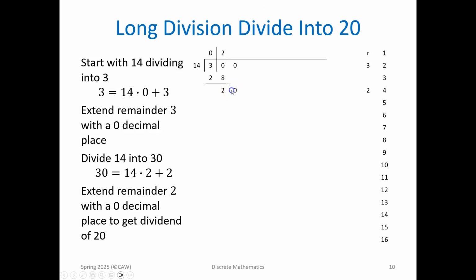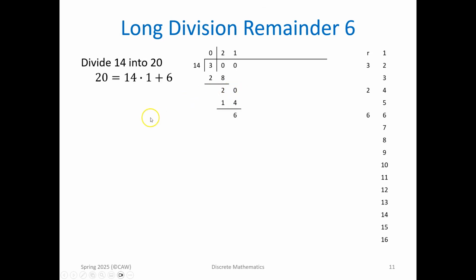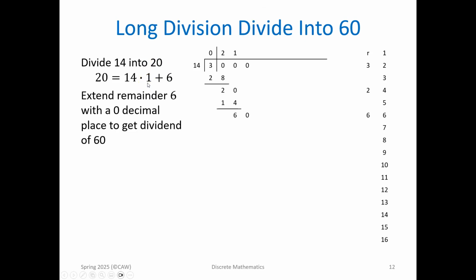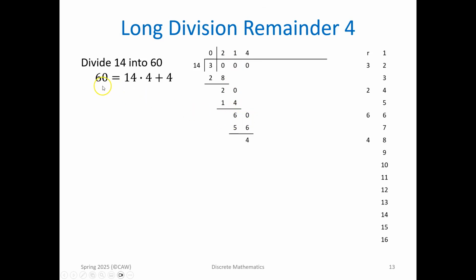So now we're going to divide 14 into 20. And 20 is equal to 14 times 1 plus 6. So it's a remainder of 6, a quotient digit of 1. We're going to do the same procedure. I put the 6 in the remainder column. I'm going to now extend that remainder 6 with a 0. And I'll extend a 0 on the top here. So I now have a 60 to be divided by 14.